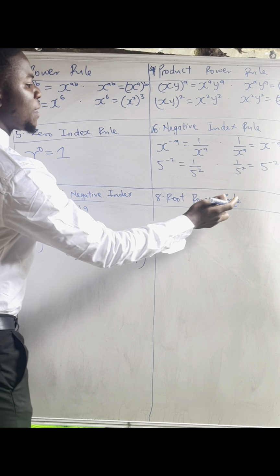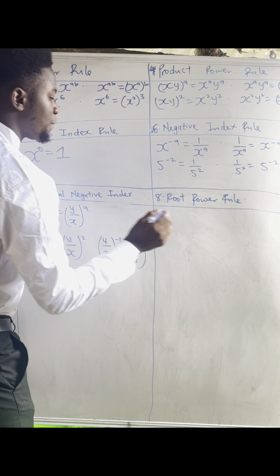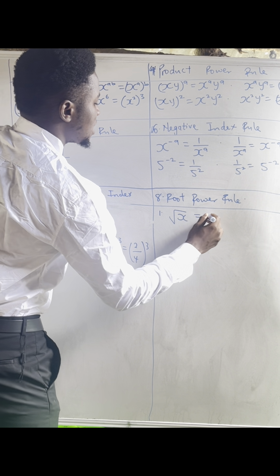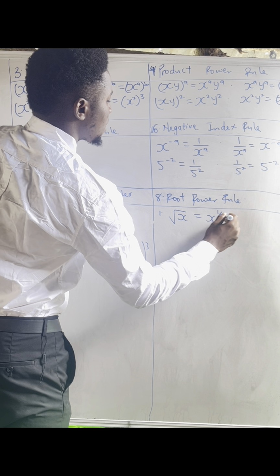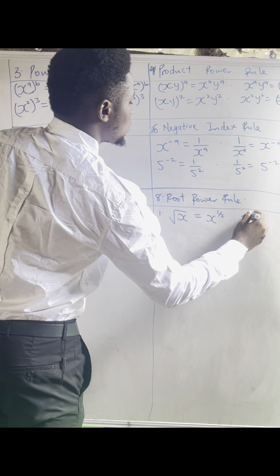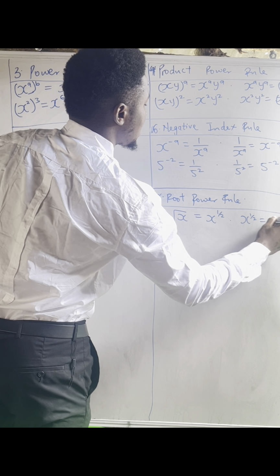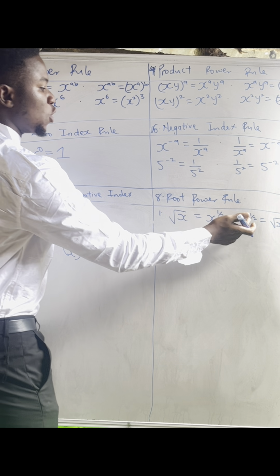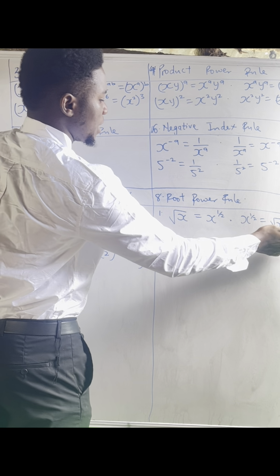And the next one is the root power law. Now, guys, for the root power law, the first case is that if you have something like root x, it can be written as x raised to power half. While also, x raised to power half can be written as root x. So if you have it like this, it can also be written like this.